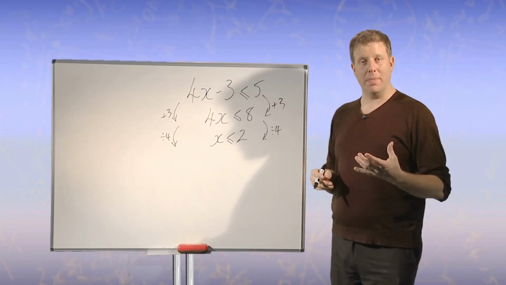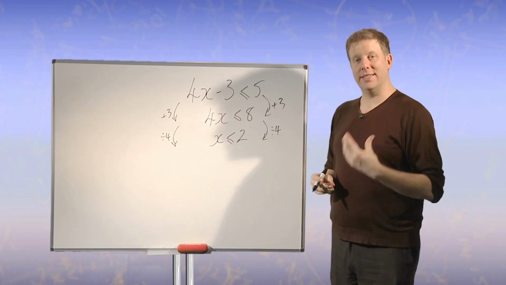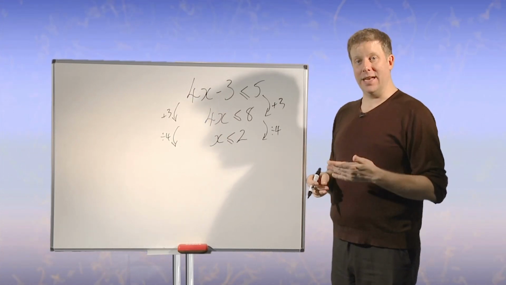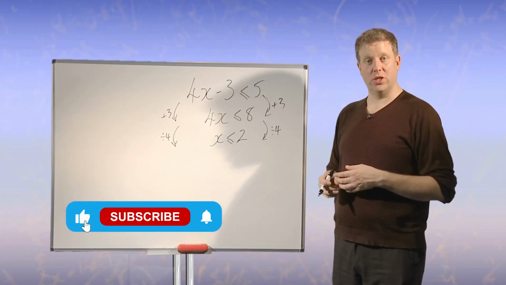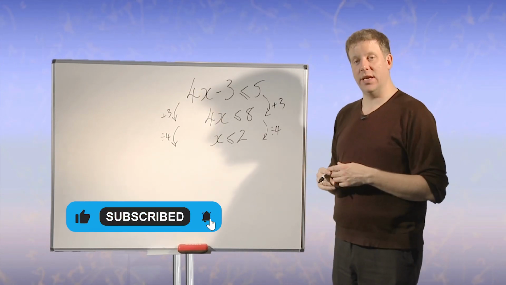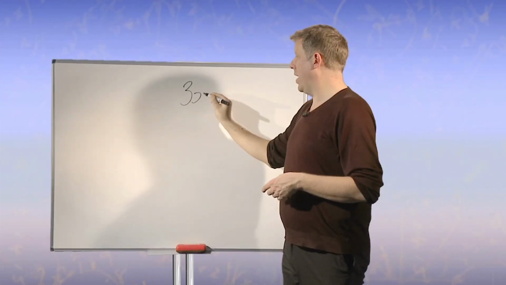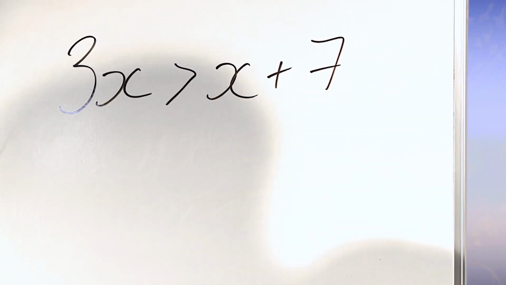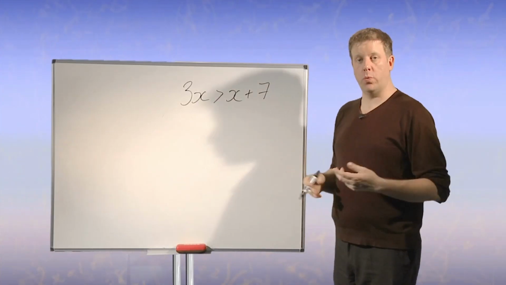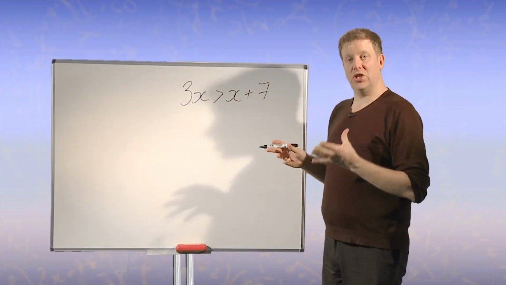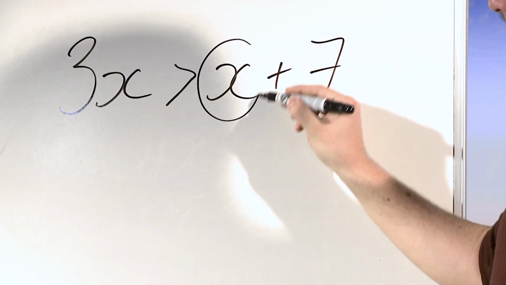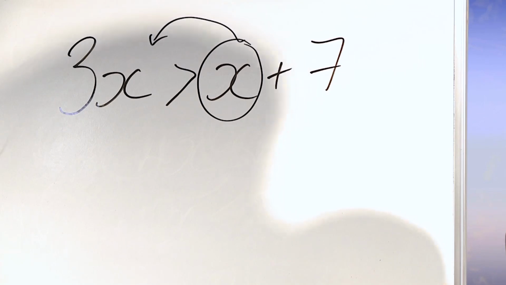So it's important to remember that in these you don't get an exact value for x. x can be, in this case, any number that is less than or equal to 2, and it would still satisfy the inequality. Okay, so another example, this one where we've got x's on both sides. 3x is greater than x plus 7. So just as we would with an equation, we need to rearrange and get all of our x's on the same side. So the first thing I'm going to do is bring this x over here.